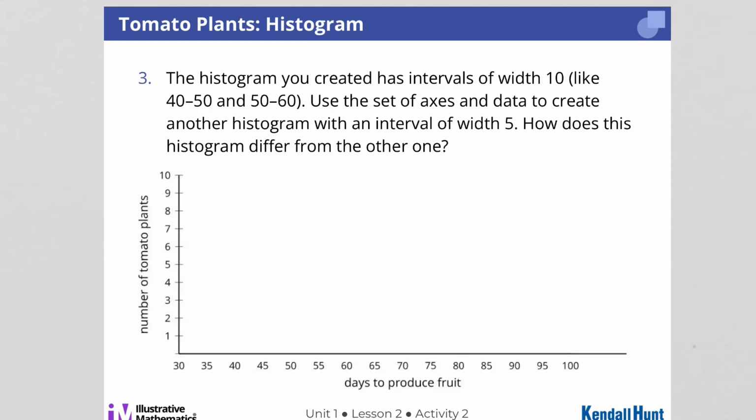Okay, they're asking us to use the same set of data, but then instead of using intervals of 10, we are going to be using intervals with a width of 5. How is that going to change the histogram?